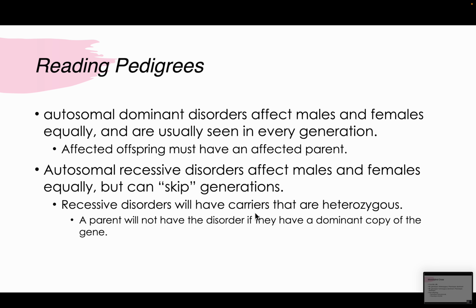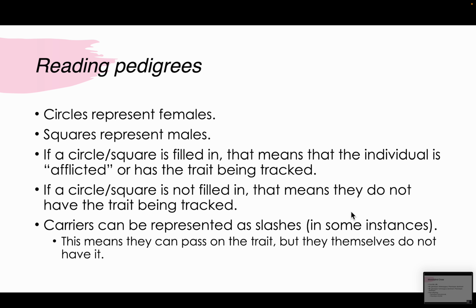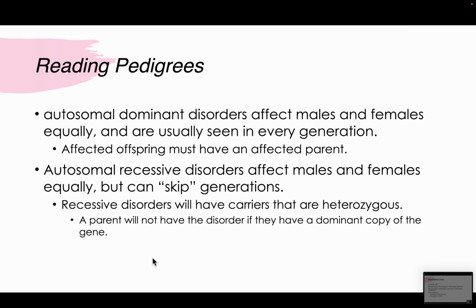Recessive disorders will have carriers that are heterozygous. Like I said over here, carriers do not present the trait, but they can pass it on. So it's possible that a parent doesn't have the disorder because they have a dominant copy of the gene, but they have the ability to pass the other on. So an example is cystic fibrosis. You may not have cystic fibrosis, but you do have the ability to pass that gene down.